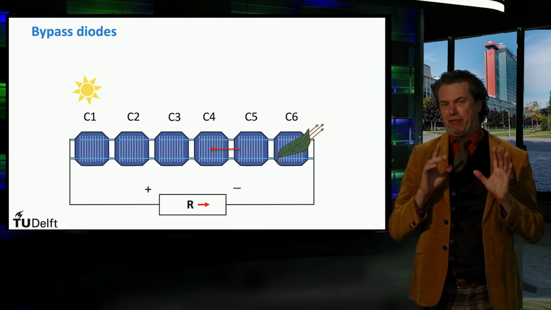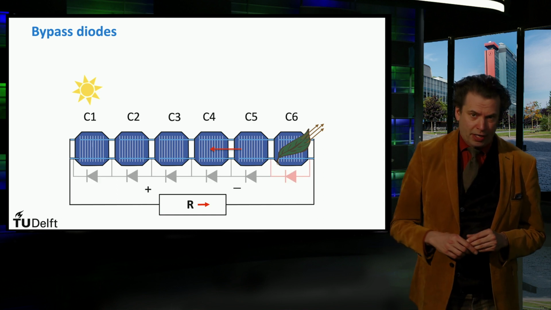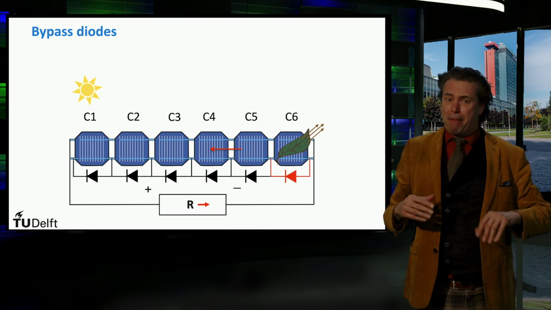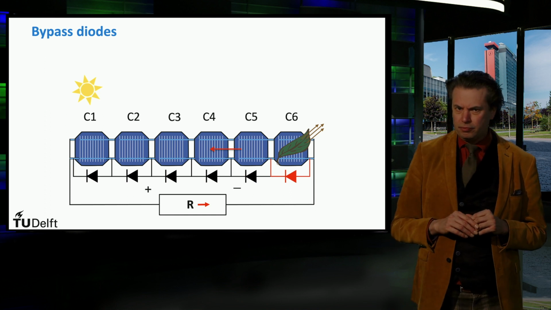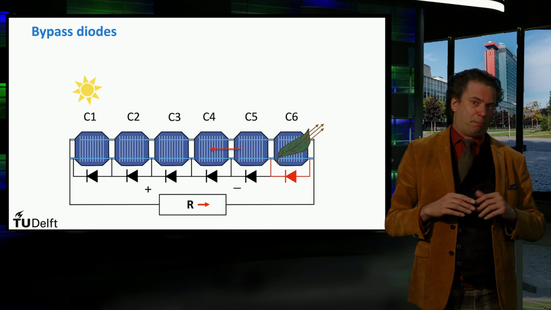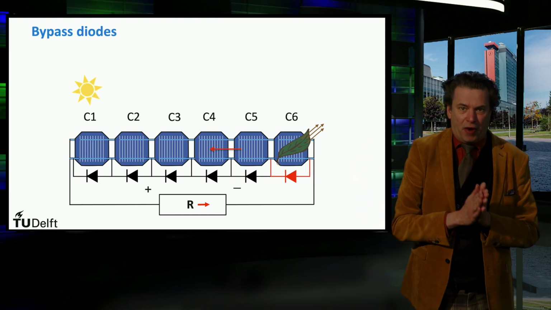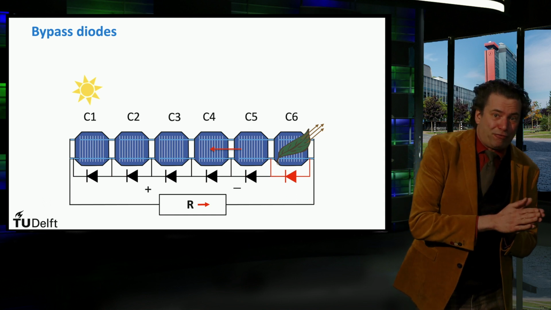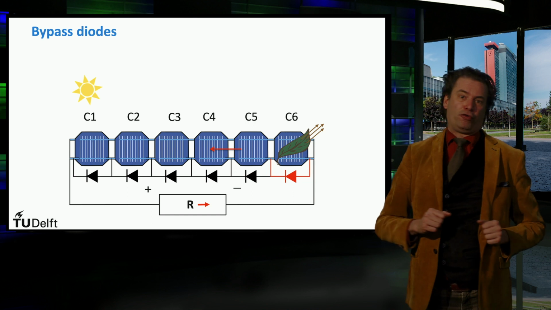This can be prevented by including bypass diodes in the module. In this figure, you can see bypass diodes included in the electric circuit. A diode, as discussed in part 1 of this solar MOOC, blocks the current when it's under negative voltage, but conducts a current when it's under a positive voltage.